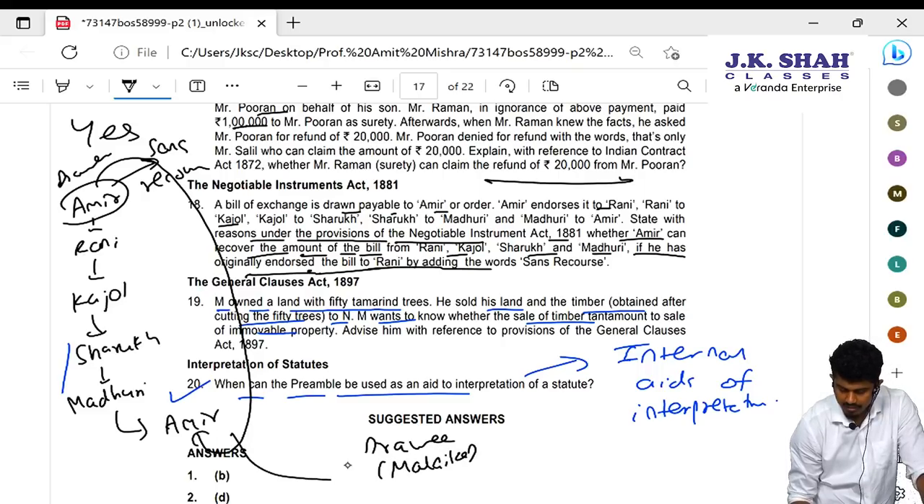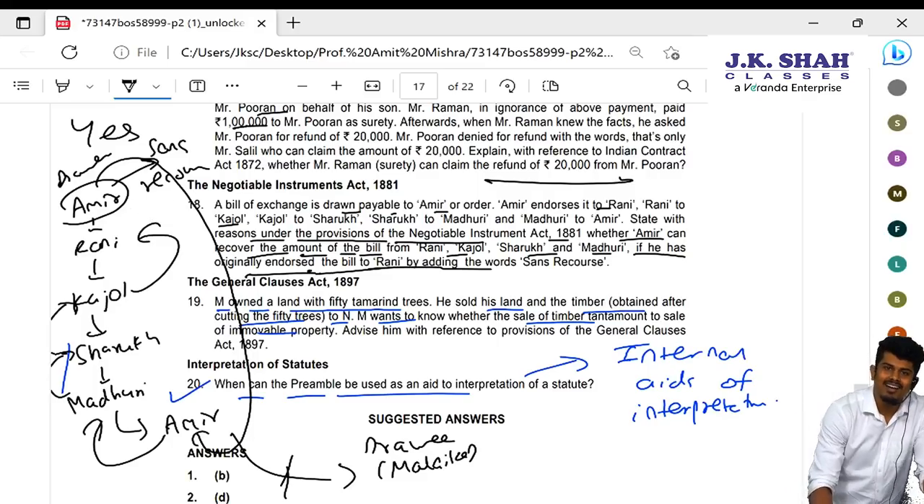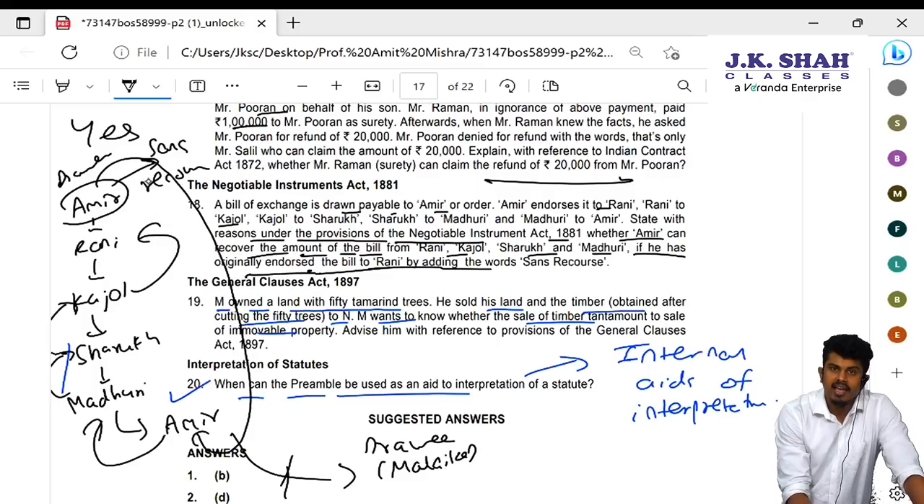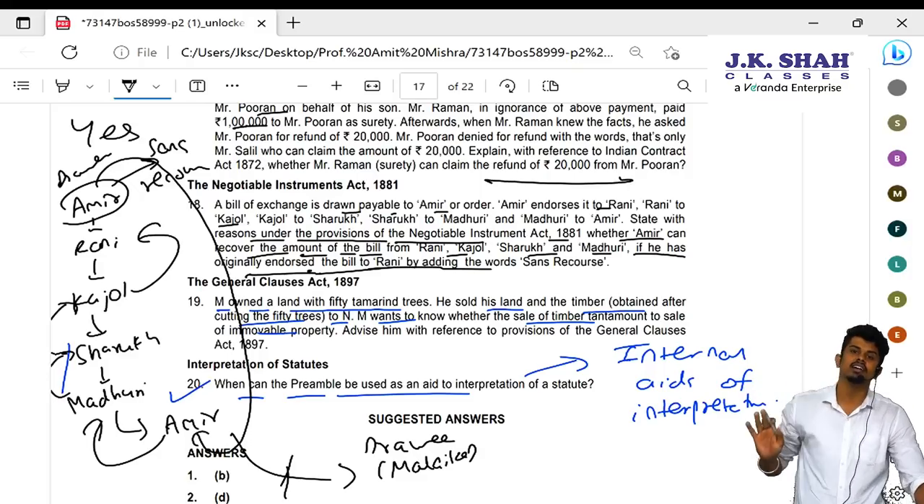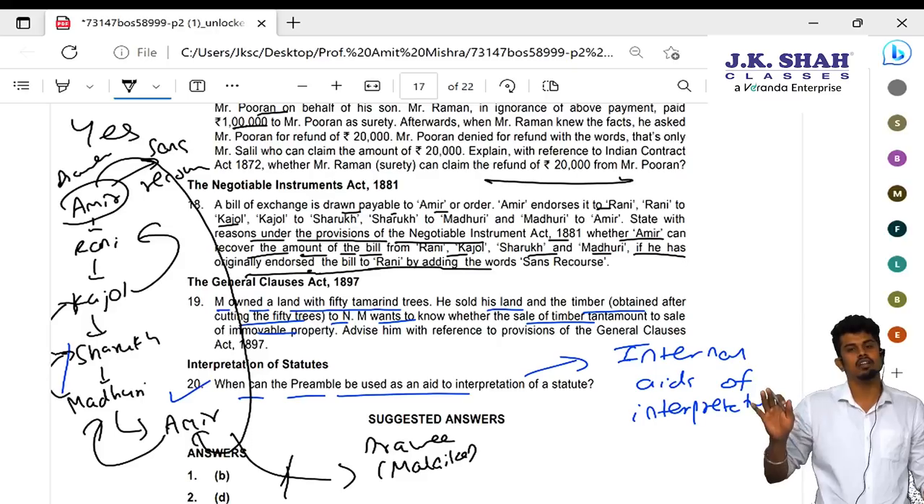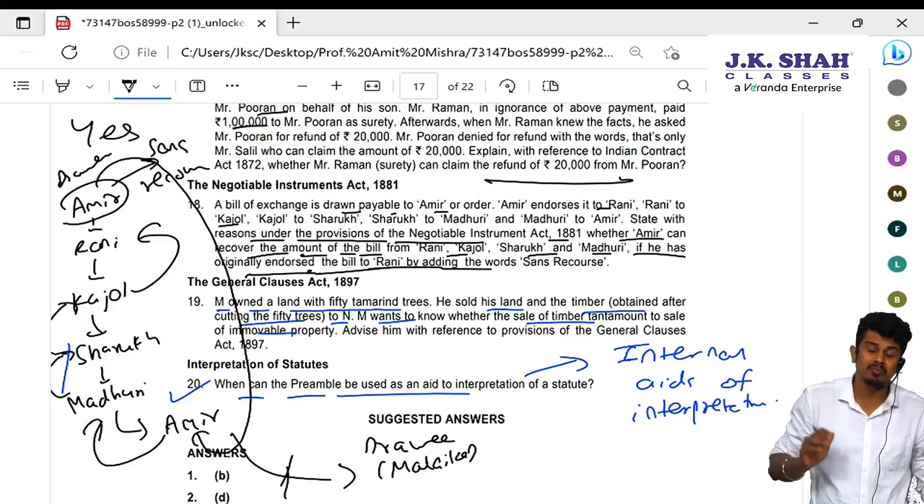So on due date, Amir will ask payment from Malaika. Malaika refuses, Amir will ask from Madhuri. Madhuri will ask from Shahrukh. Shahrukh will ask from Kajal. Kajal will ask from Rani. And Rani cannot go to Amir, because Amir has endorsed sans recourse, which means without risk. At the time of endorsement itself, Amir has specified to Rani that in future, if anyone does not pay you, you cannot come to me.